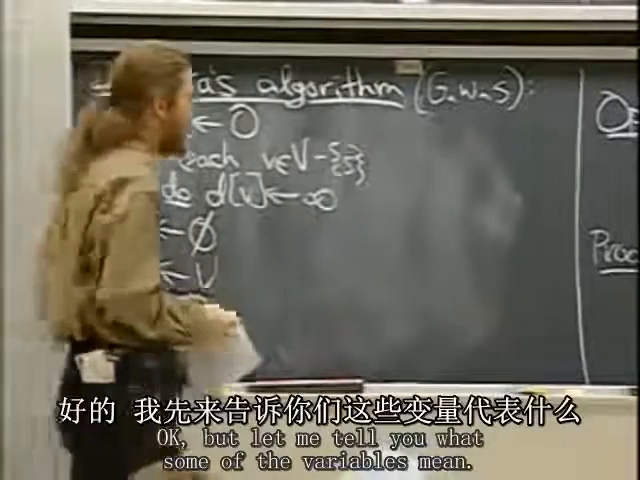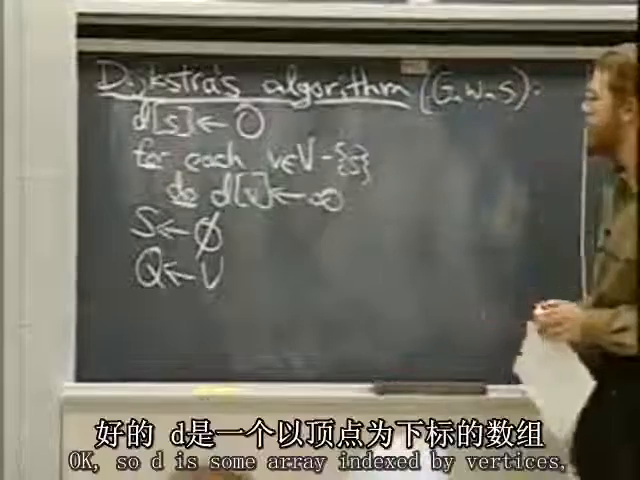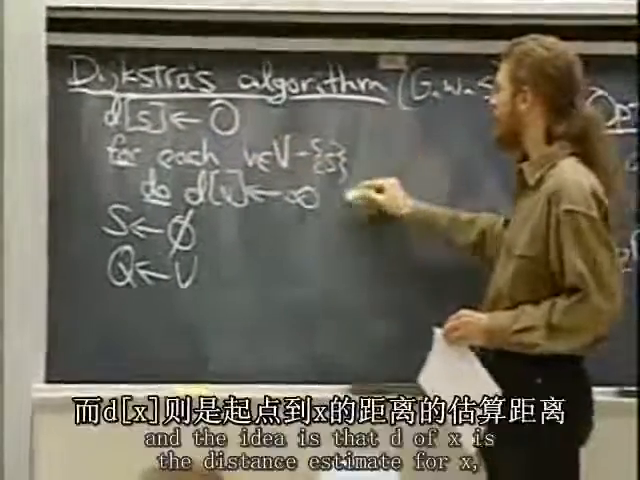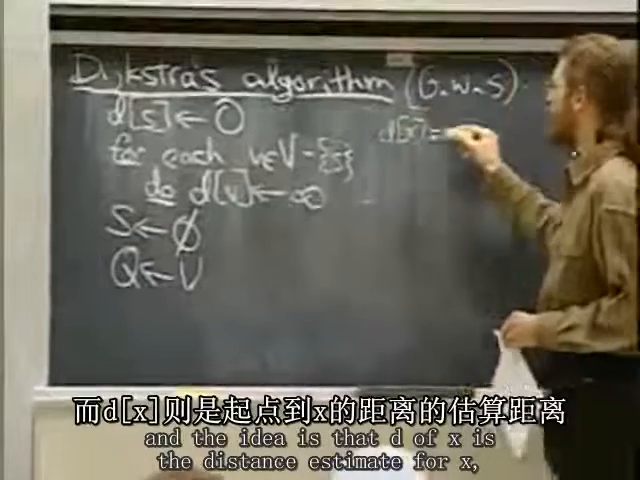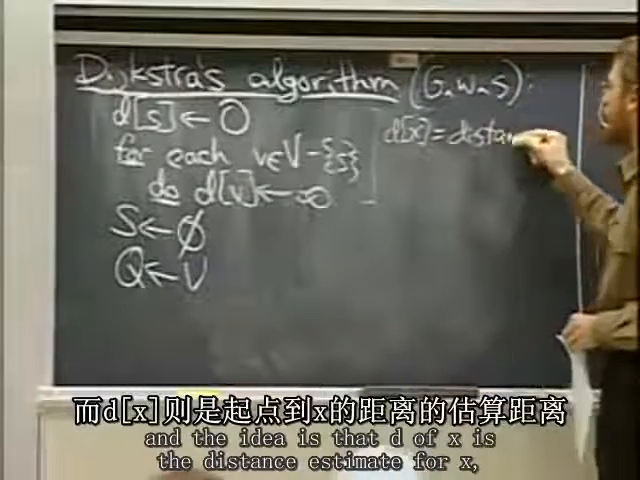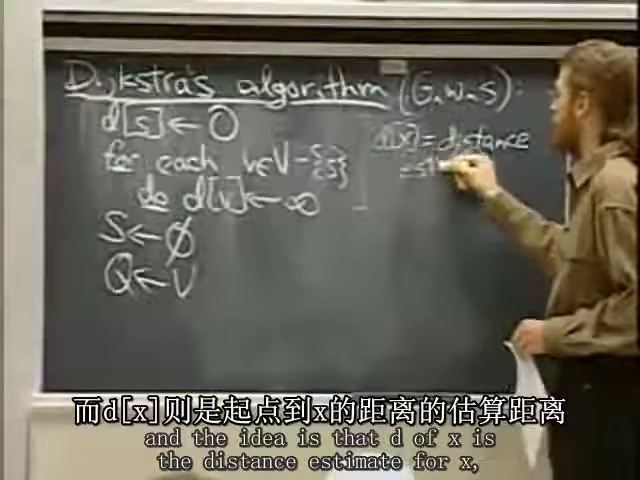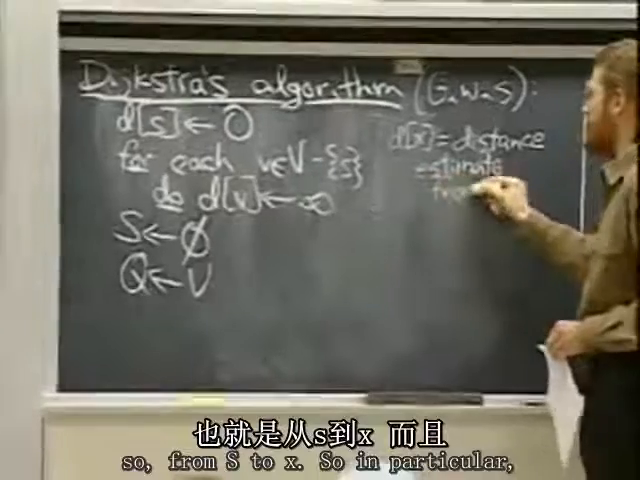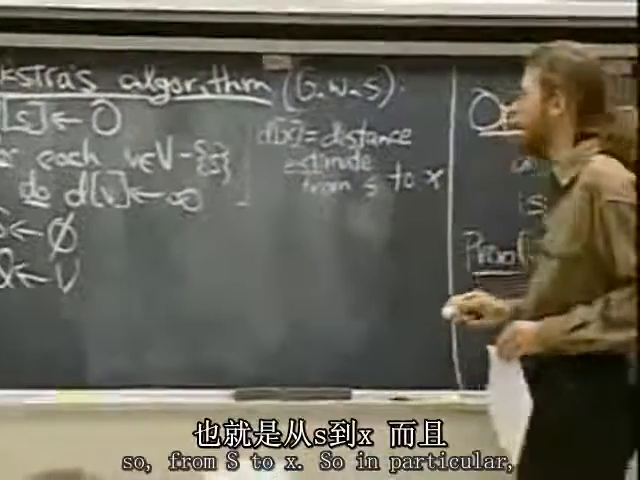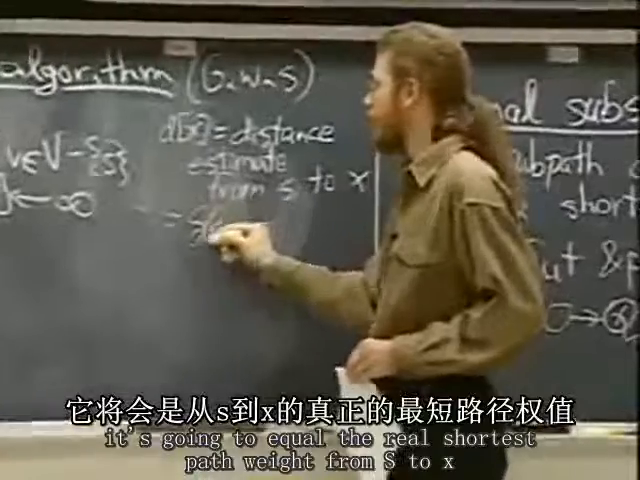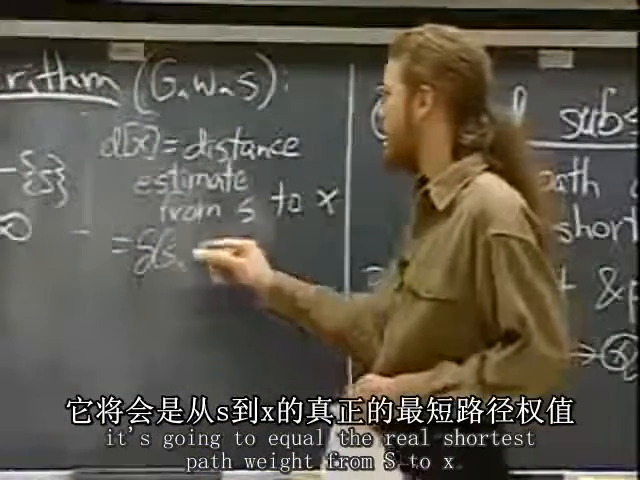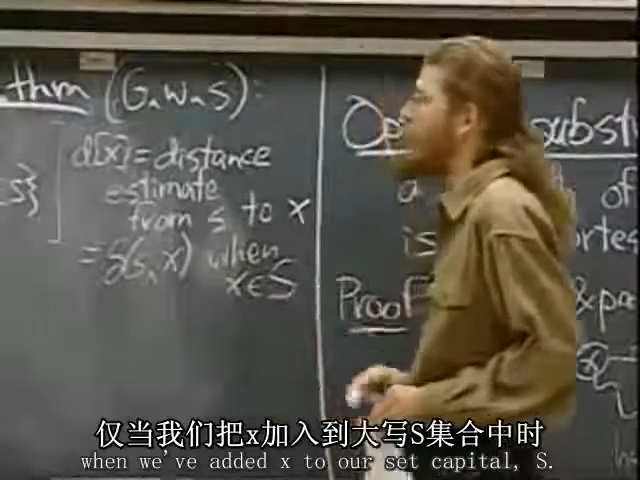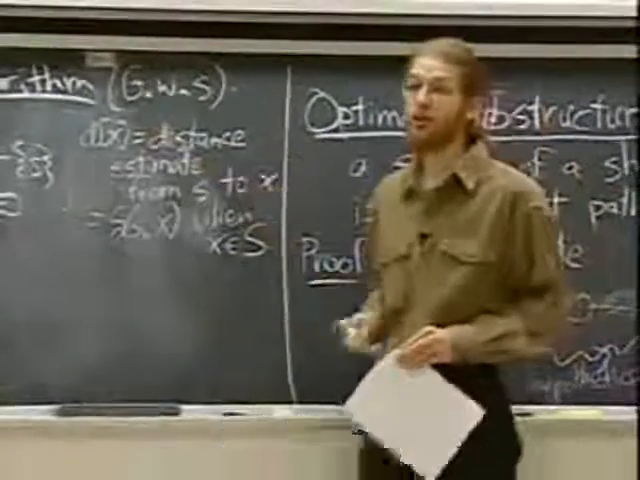But let me tell you what some of the variables mean. So this D is some array indexed by vertices, and the idea is that D of x is the distance estimate for x, so from S to x. In particular, it's going to equal the real shortest path weight from S to x when we've added x to our set capital S. So this is in particular going to be the output of the algorithm.